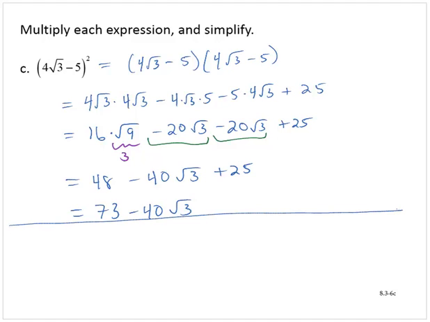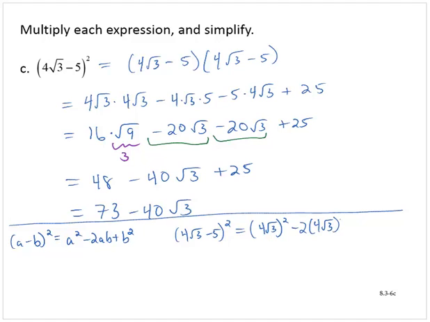Now, if you recall the special pattern for squaring a binomial, if you remember that a minus b squared is a squared minus 2ab plus b squared, you can use that pattern to simplify the expression as well. So here we have 4 times the square root of 3 minus 5 squared. I can think of that as 4 times the square root of 3 squared minus 2 times 4 times the square root of 3 times 5 plus 5 squared.